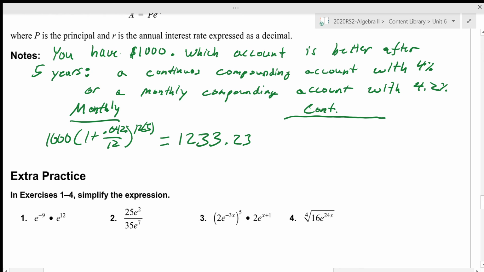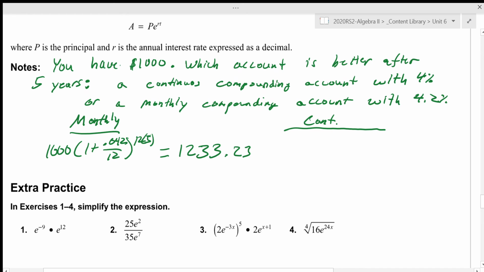And then for the continuous, we're just going to plug into our continuous equation, which you can see at the top there, P e to the rT. So that's 1,000 e to the 0.04 times 5. $1221.40, so the monthly is better.